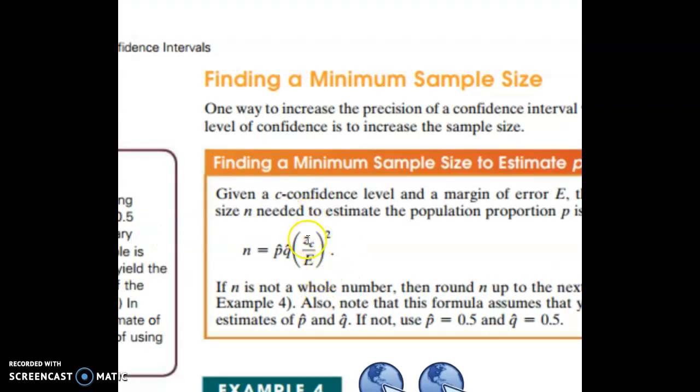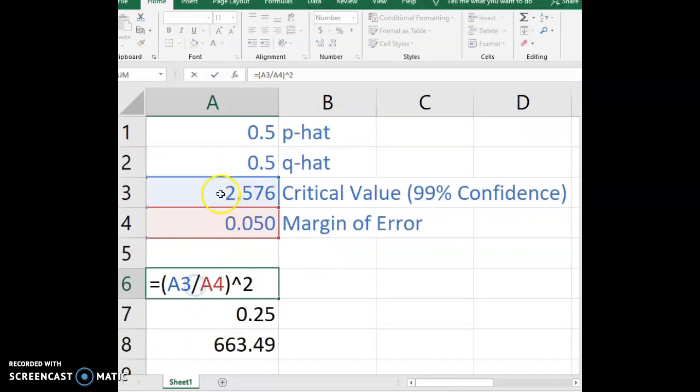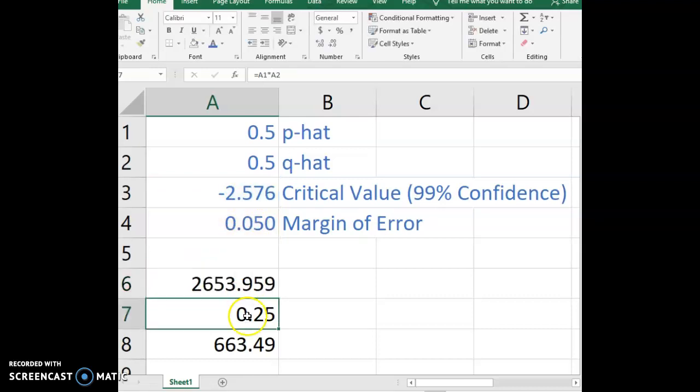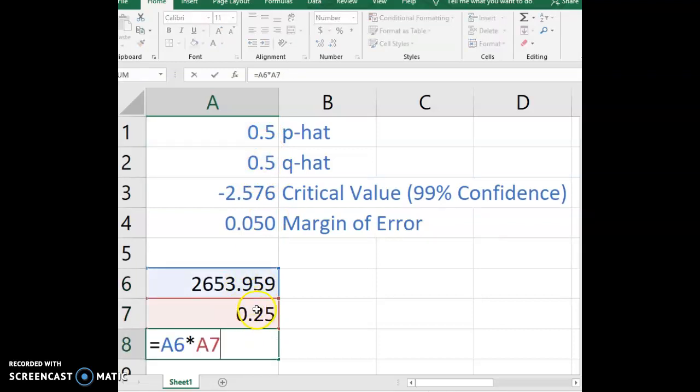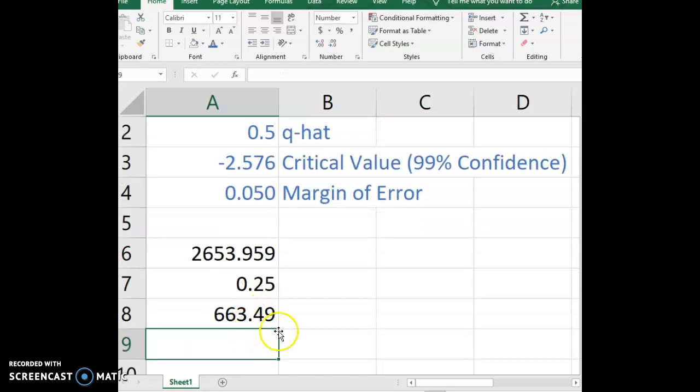And I'm going to break it up into two steps in Excel. I'm going to do this division and squared, get an answer. I'm going to do this multiplication of p hat times q hat, get an answer. And then I'll multiply the two numbers together. So the critical value divided by the margin of error, put that in parentheses, and then square the result. p hat times q hat. And now that I have those two numbers, I'm just going to multiply them together to get the necessary sample size. Always we have to round upward.